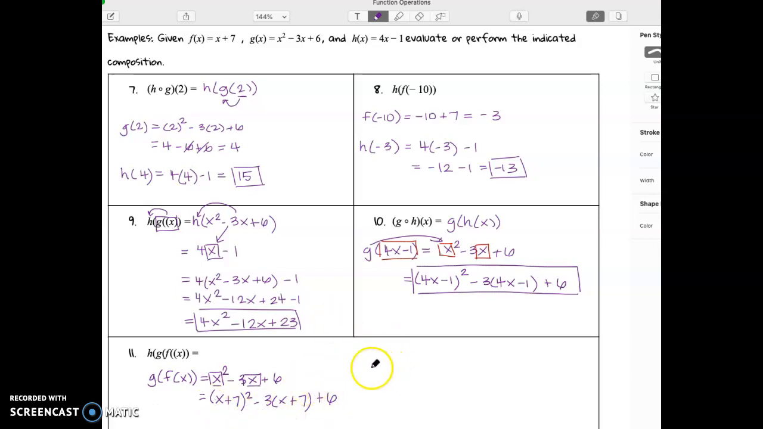So all of that is going to go into h. H is 4x minus 1. And so all of this goes here in place of that x value. And again, we do not need to waste time simplifying. I'm confident that you know how to do that. You may want to put brackets around it and then minus 1. So all of that is our final answer.